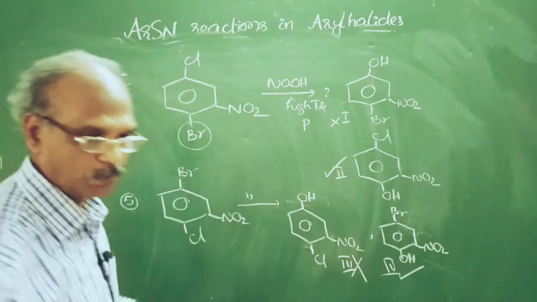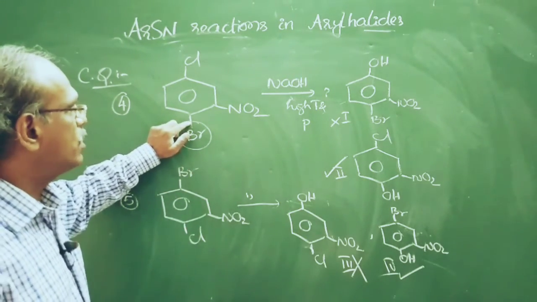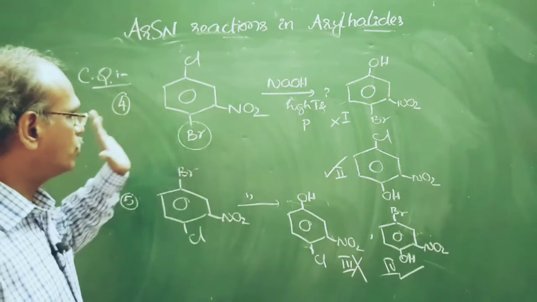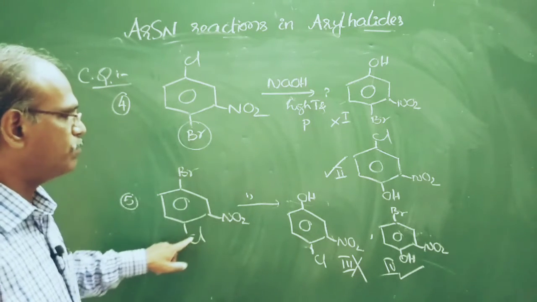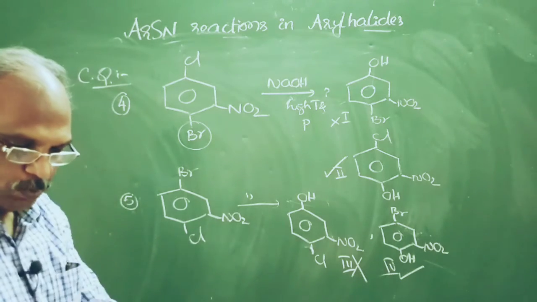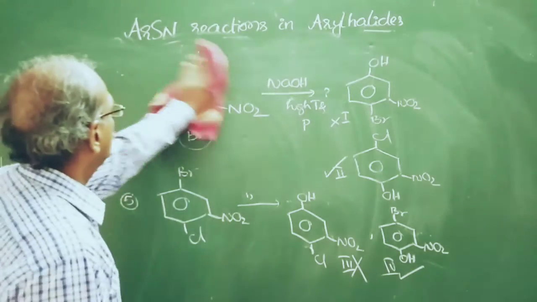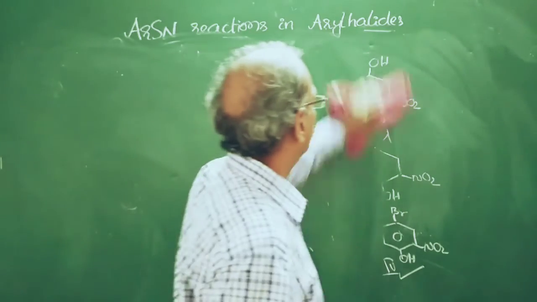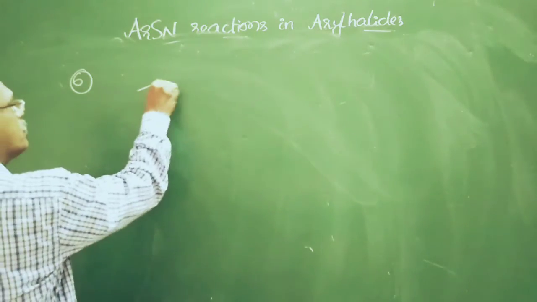That is the key point. Once again, we have to substitute the halogen which is present at ortho or para position to the electron withdrawing group. See, here Br is substituted, here Cl is substituted. Okay, that is the point to be seen here. Now, see another question. See one more conceptual question, a similar one.